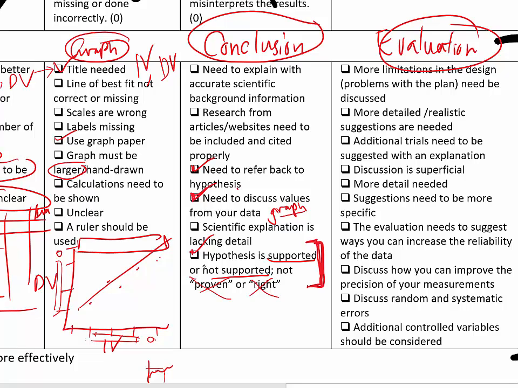Once you come up with your explanation based on your graph, what you wanna do is try to explain it with some science and make sure that science is accurate, so you're not making up stuff like the anti-gravitational force. So you're talking about gravity pulling things down. Do heavier things fall faster? Try to find information about that and then see if that supports your actual information there. So scientific explanations lacking detail. Research from articles need to be included and cited.